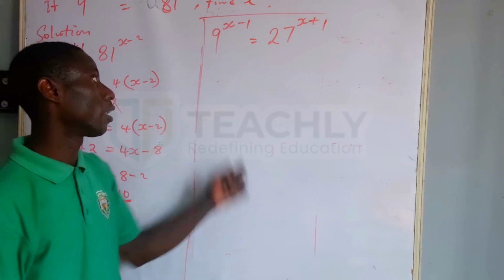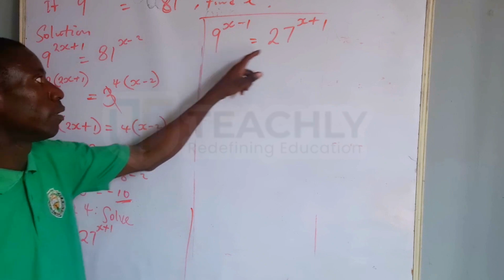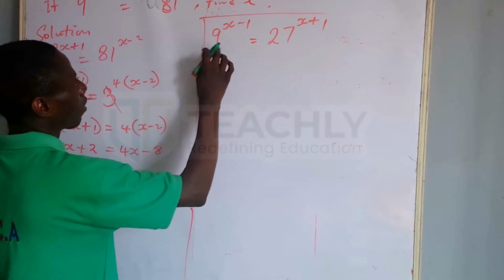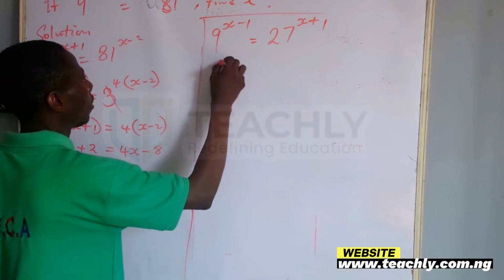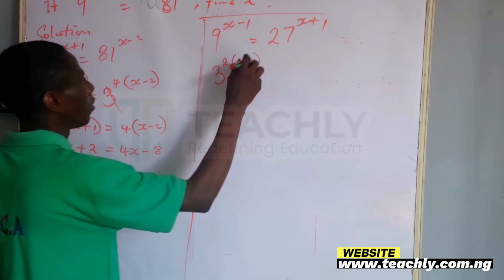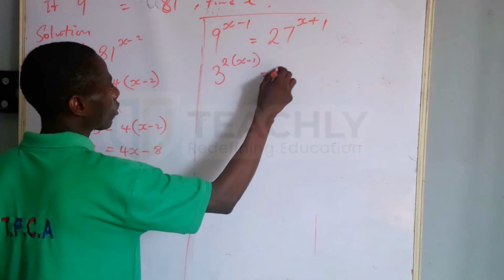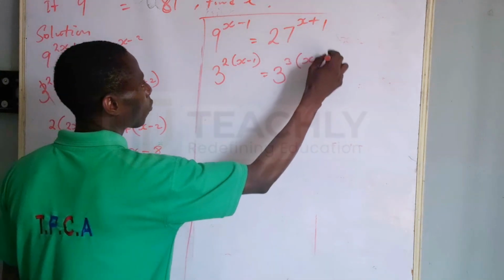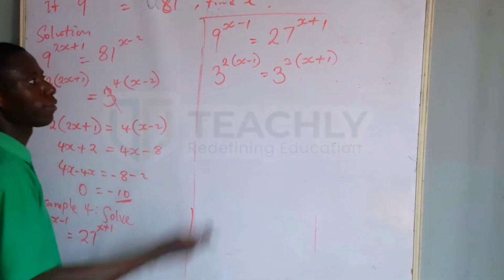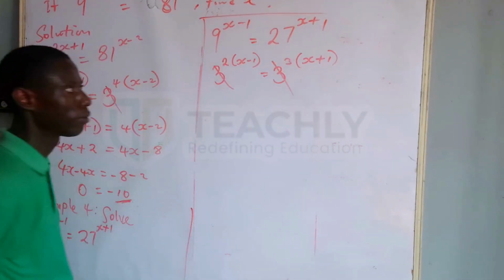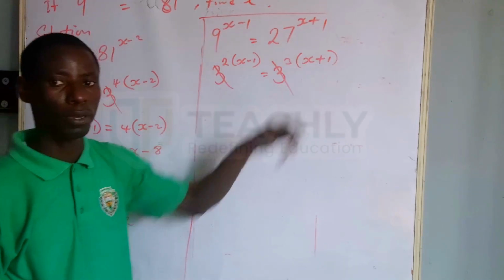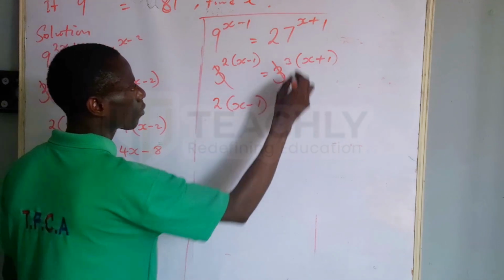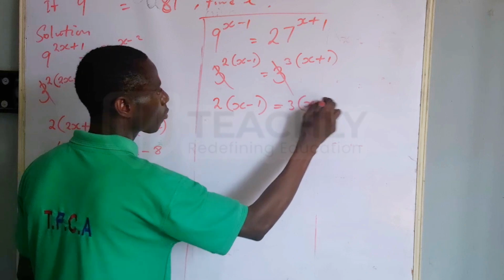The first thing is to raise the bases to the same power. We can express 9 as 3 squared, raised to power x minus 1, and 27 as 3 times 3 times 3, that is 3 cubed, raised to power x plus 1. Since they have the same base, you cancel the base and put the powers. You have 2 times x minus 1 equals 3 times x plus 1.